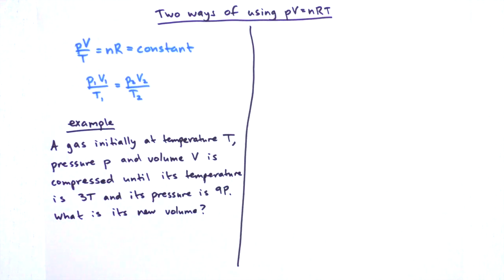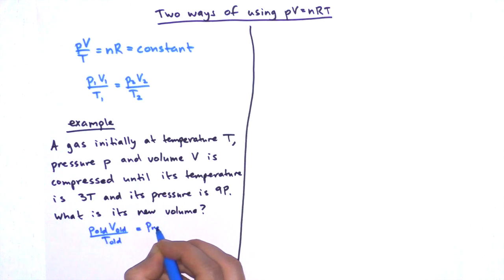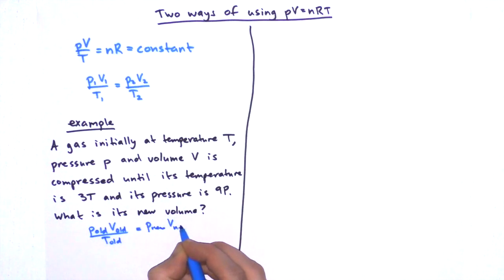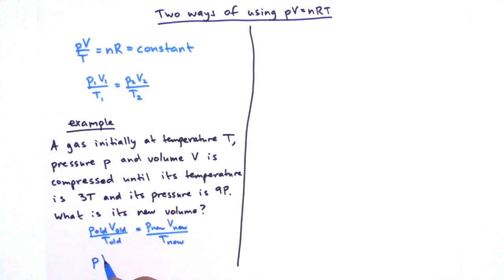So we don't really have any values at all, which is why it's very useful to use this version of the formula. So we've got the two states. Instead of calling them 1 and 2, let's call them old and new, just to make sure that we don't get things confused. So P old V old over T old is going to have to equal P new V new over T new, because we're not changing the amount of gas, so PV over T is always the same value. Alright, let's put our values in. So P old is just P, V old is just V, and T old is just T.